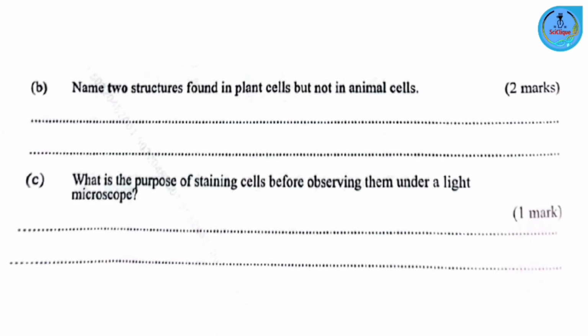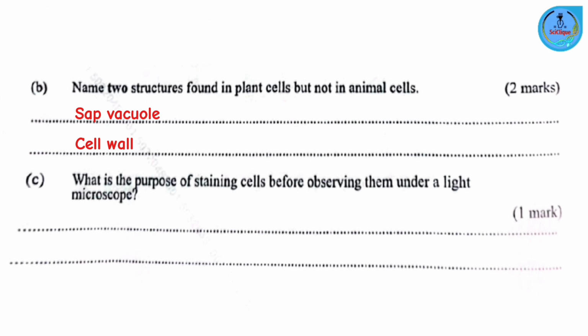Part B. Name two structures found in plant cells but not in animal cells. Okay, so we have the sap vacuole, the cell wall, and chloroplasts. Although I would like to point out that when it comes to plant cells, not all plant cells have chloroplasts. A very good example are the epidermal cells. All epidermal cells lack chloroplasts except, of course, for the guard cells. Another example of plant cells that lack chloroplasts are the root hair cells.